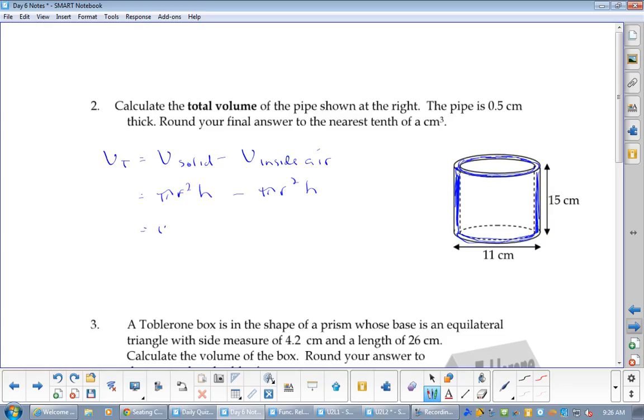Not this one. So this would be pi. What would be my radius? 5.5 centimeters squared times 15 centimeters. So we have said that here to the outside is 5.5. So we've got to go minus pi. What would be the radius of the air? 5 centimeters. Why? Because this is 0.5 here, but we're just talking the radius. Wouldn't we take 0.5 just off the radius? So our air from here to here would be 5 centimeters. So we're going to put 5 centimeters down.